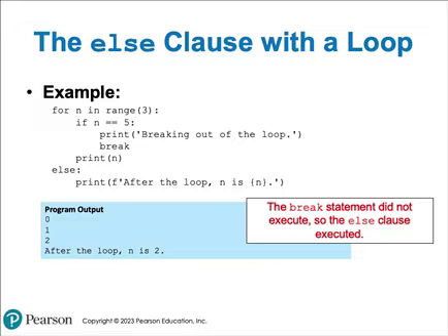Here's one where, because we're doing the range 0, 1, 2, which is what you get if you do range 3, we never encounter n equals 5, therefore we never break. So what happens is once we normally terminate that loop, it prints out after the loop n is, and prints the current value of n.